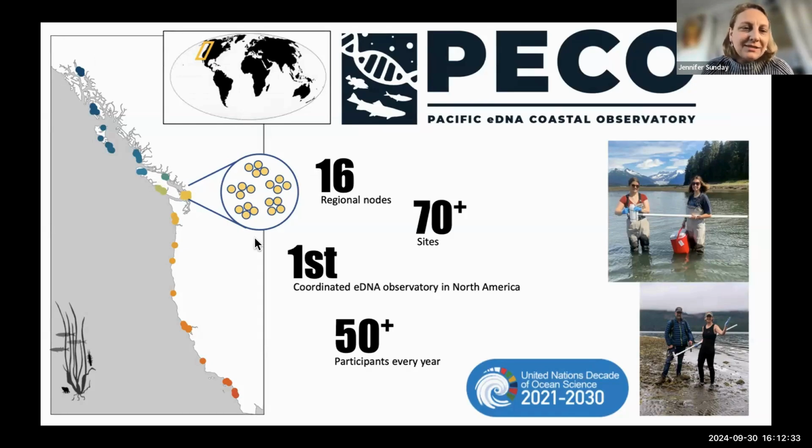So this is just a big summary. We have 16 regional nodes. There's actually about 18 different partners because some nodes are broken up by partners. We have over 70 sites. We're the first that I know of a coordinated eDNA observatory in North America. And every year we have over 50 participants. Our partners bring out their trainees, and lots of people participate. So that's the big overview.